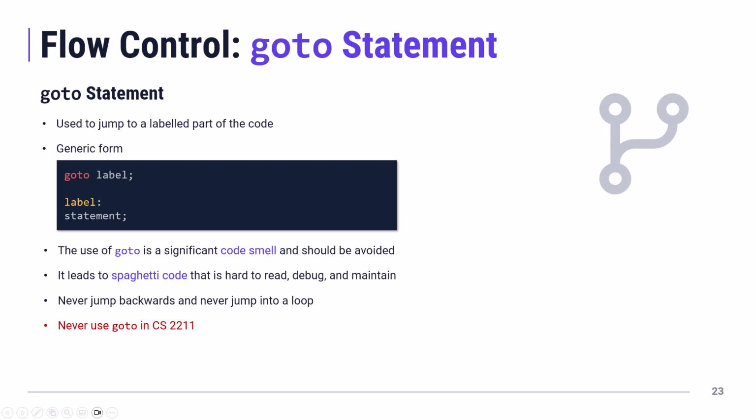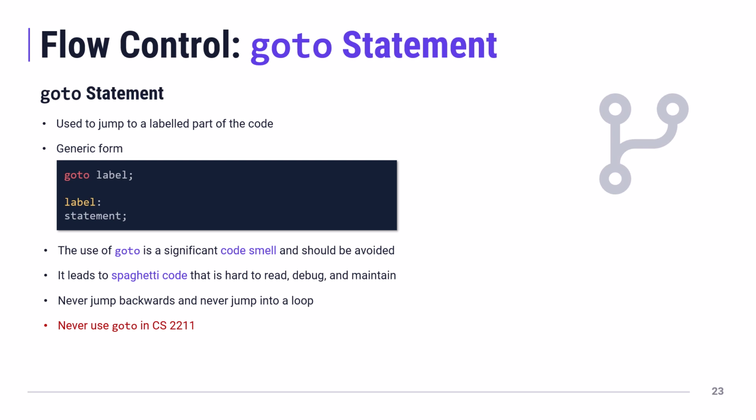Now the reason why it's considered to be bad practice is that it leads to spaghetti code that's really hard to read, it's hard to debug, it's hard to maintain, because in the past you had people writing all these goto statements. The flow of control is just going all around the program, and they called it spaghetti code because of that. So it's just not a good thing to use.